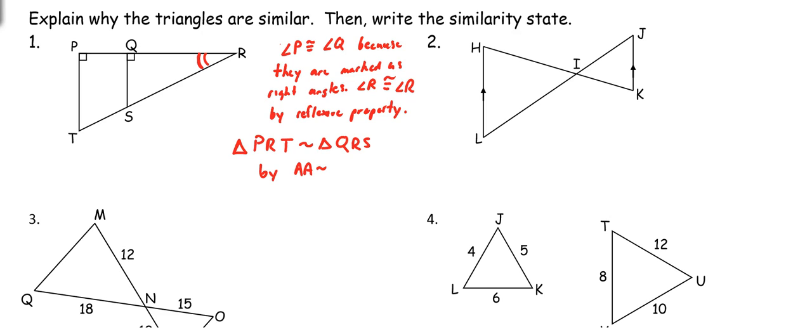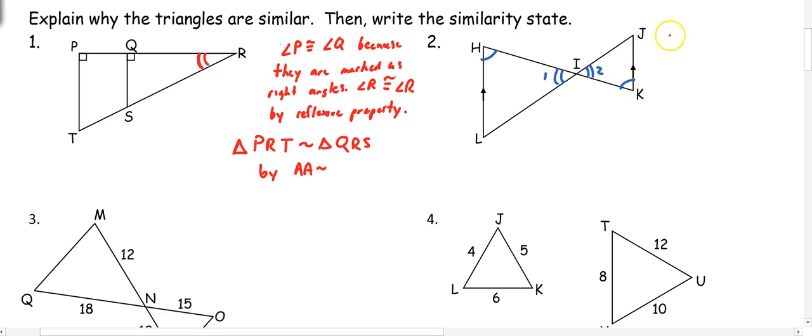Number 2. So number 2 is a bow tie problem. Remember in bow tie problems that we always have vertical angles that are congruent? If I want to, I can even number them as 1 and 2. I also see that HL and JK both have an arrow, which means the lines are parallel. So if I use those parallel lines and pick a transversal, I can say that H and K are congruent because they're alternate interior angles.